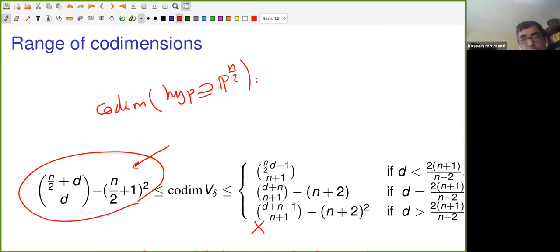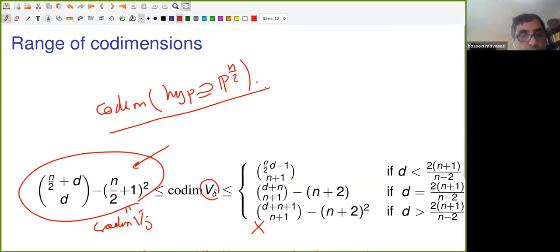And actually it turns out that in this case, if the codimension of V delta is this one, then V delta is just the branch of this space crossing the Fermat. But anyway, for this I have to write down the precise statement, but I want just to show the range of codimensions. So let me see.